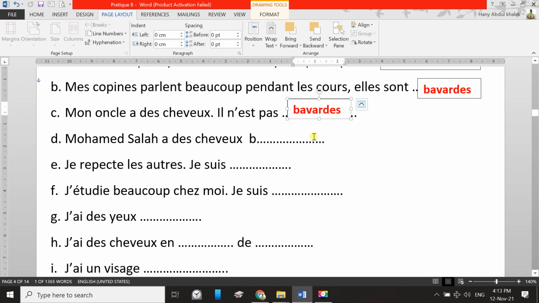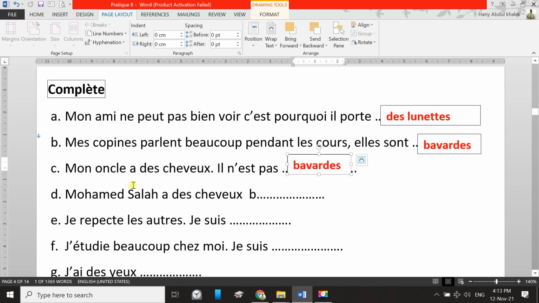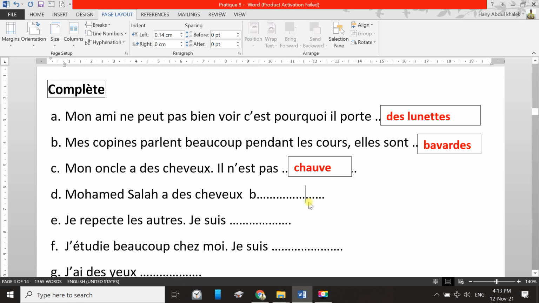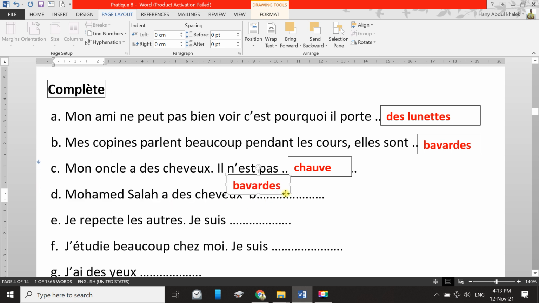Next. Mon oncle a des cheveux. My uncle has hair. Il n'est pas, he is not bald. He is not bald, it means il n'est pas chauve. So here, this one, Mohamed Salah a des cheveux.